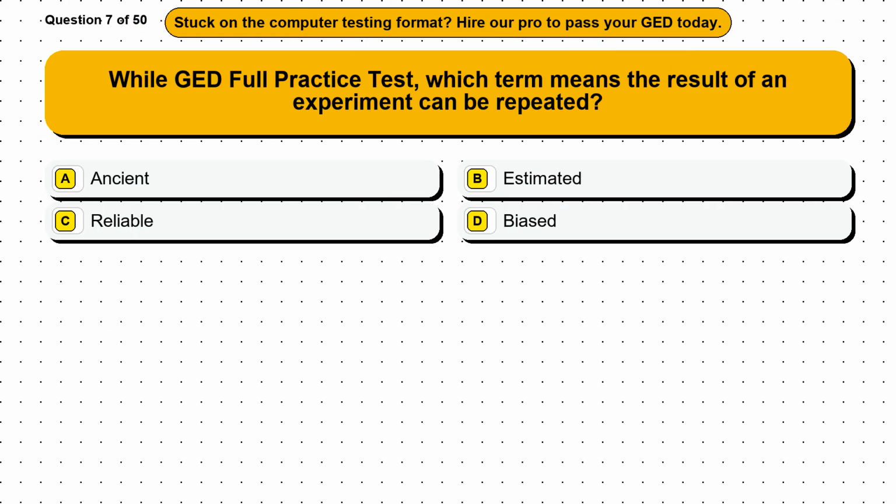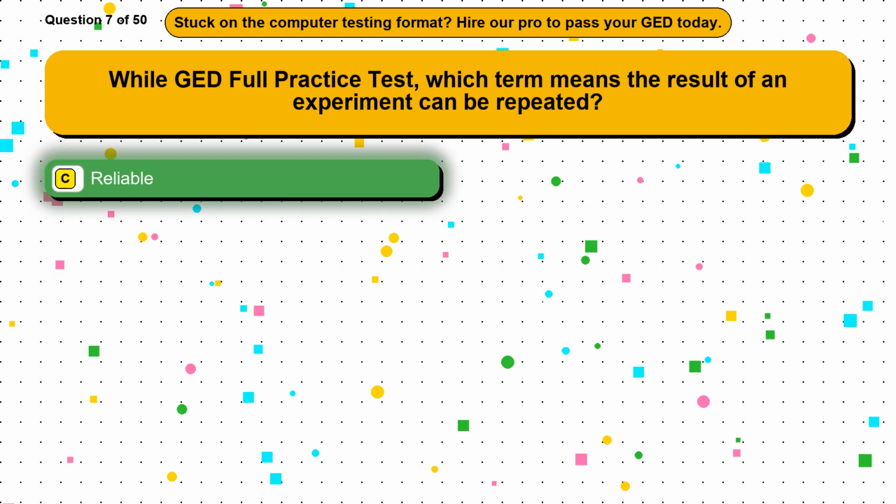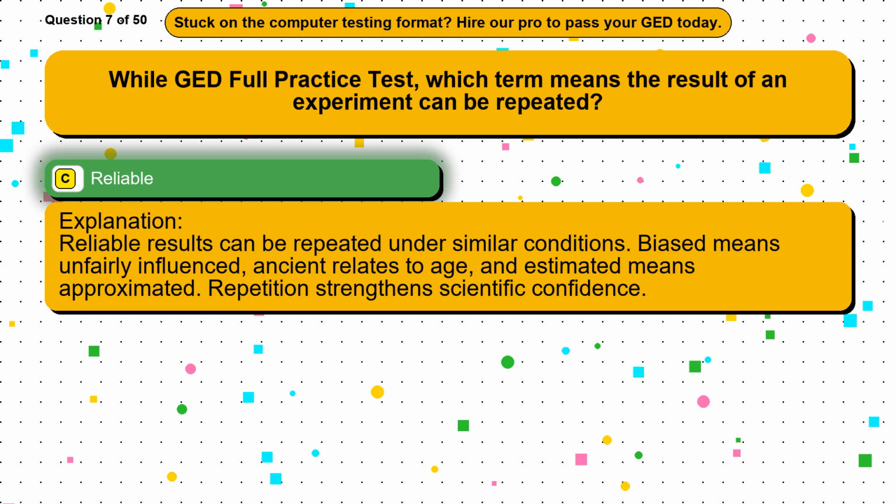Question 7. While GED Full Practice Test, which term means the result of an experiment can be repeated? Option A, ancient. Option B, estimated. Option C, reliable. Option D, biased. The correct answer is option C. Reliable. Reliable results can be repeated under similar conditions. Biased means unfairly influenced, ancient relates to age, and estimated means approximated. Repetition strengthens scientific confidence.